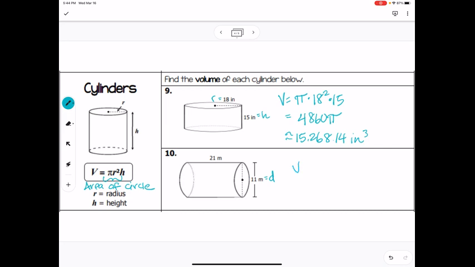Okay, so volume here should have came out to 635.25 pi. That's before multiplying our pi out, and that is 1,995.7 meters cubed.